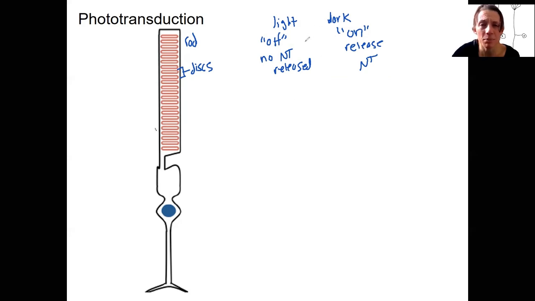So we need to do something to change this, to be able to turn this off and on, either release neurotransmitter or not. That's the big picture, that's what we care about. This change from neurotransmitter released to not, and vice versa, is what allows us to see light and dark in different places in our vision, to be able to see spots and stripes, and ultimately a lot more than that.